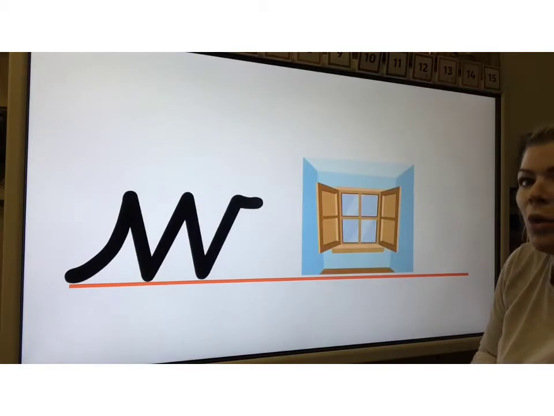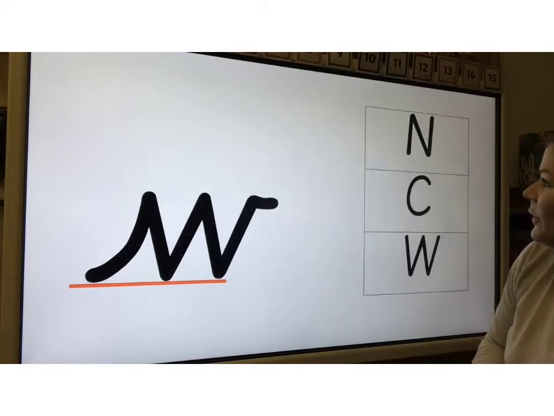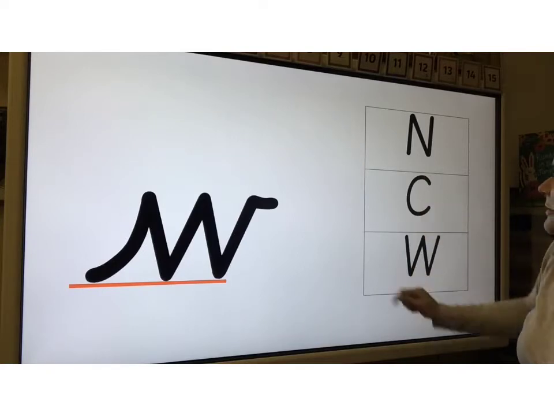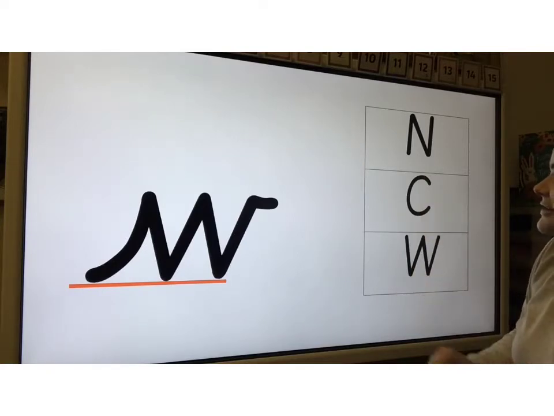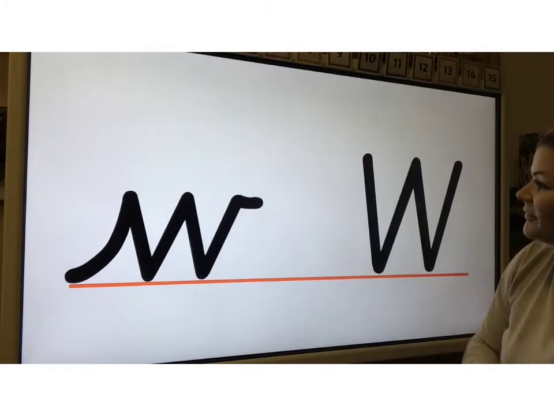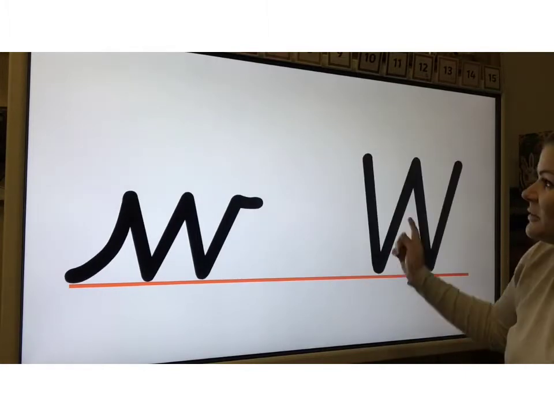Next one. Window. Ooh. You think that's easy, don't you? Top, middle or bottom? The answer is bottom. They do look very, very similar. This one is much bigger though.